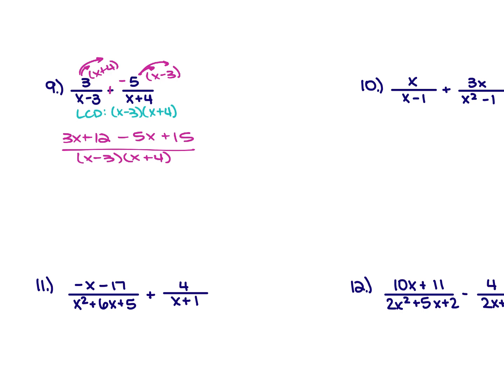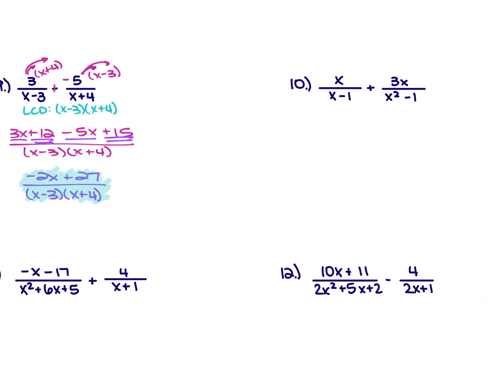Okay, so from here, we're just going to combine like terms up top. So the 3x minus 5x is negative 2x, and the 12 plus 15 is going to give us 27. And that all goes over the x minus 3 times x plus 4. You cannot factor the negative 2x plus 27, so you're going to leave it just like this, and that'll be your answer.